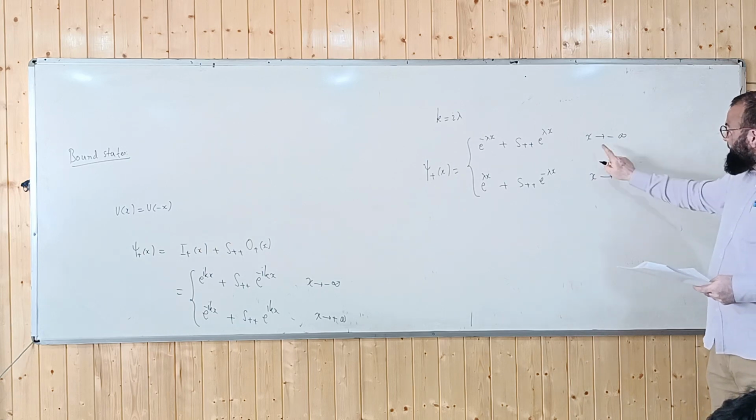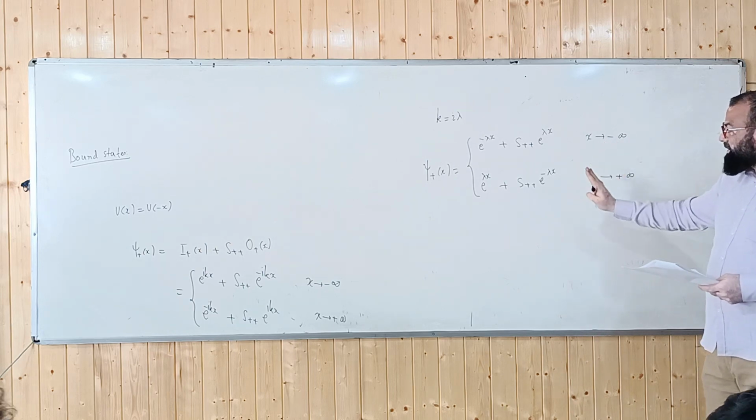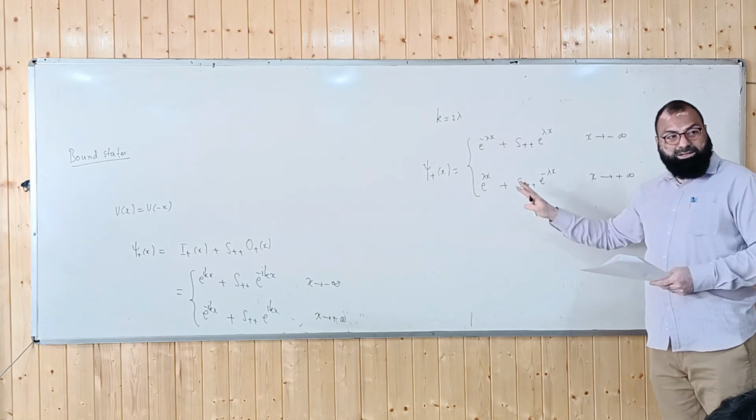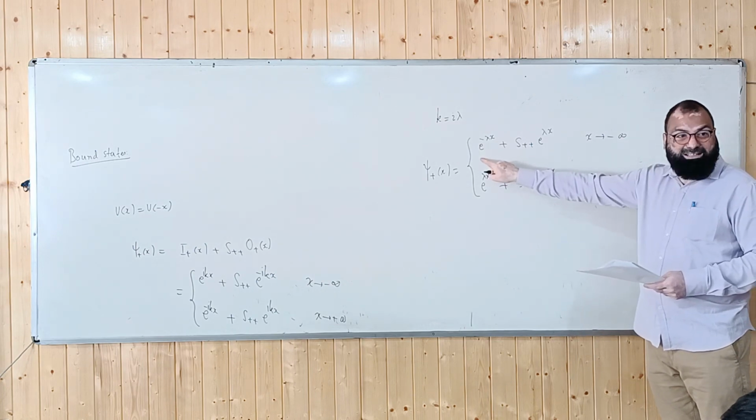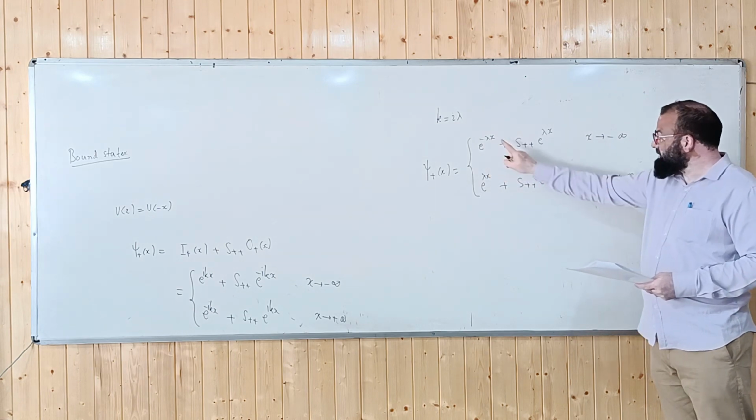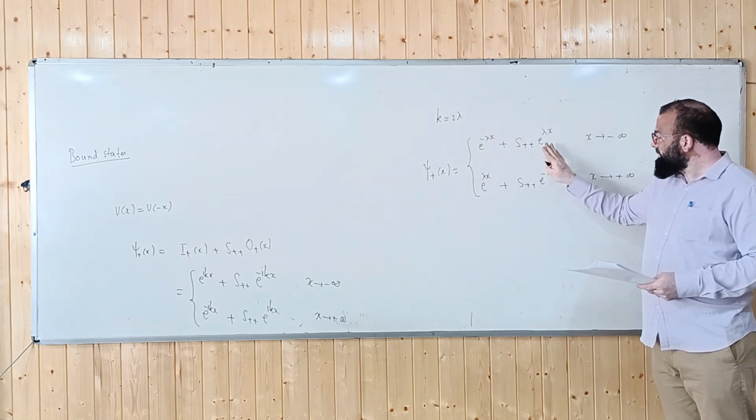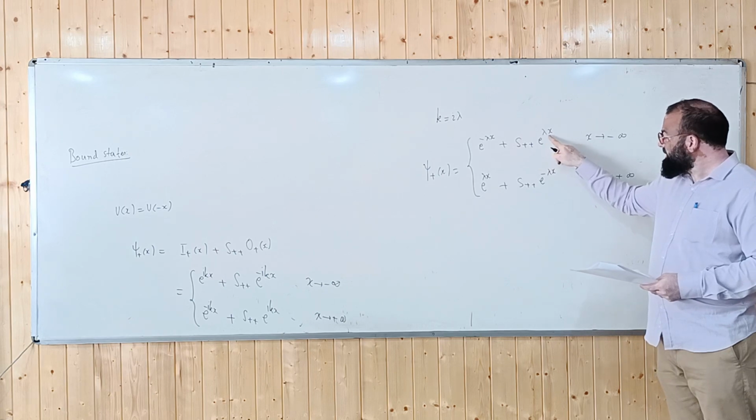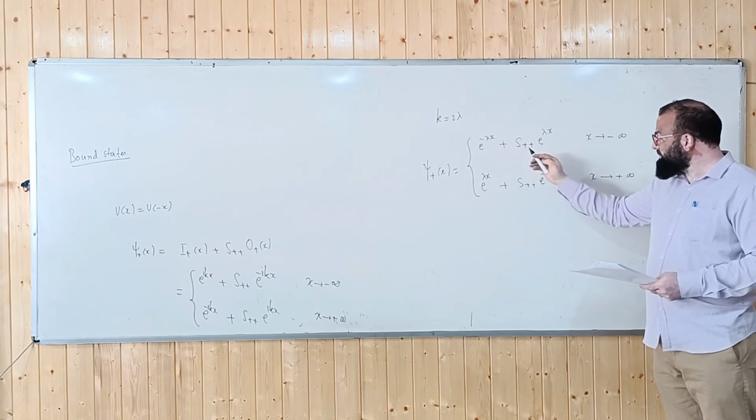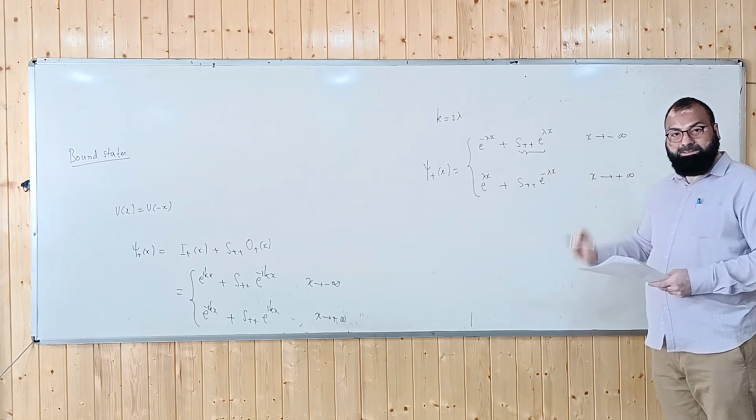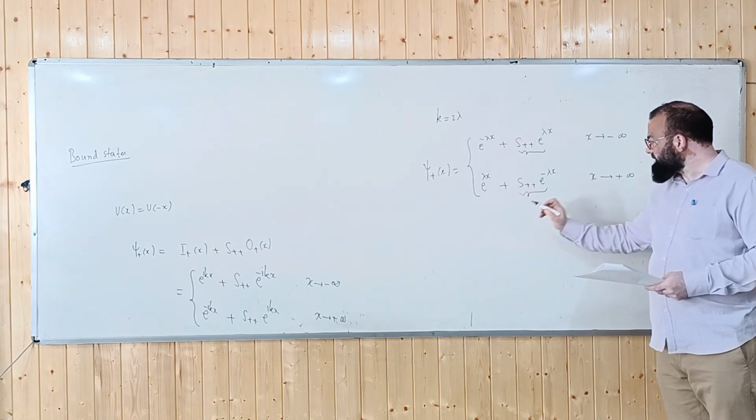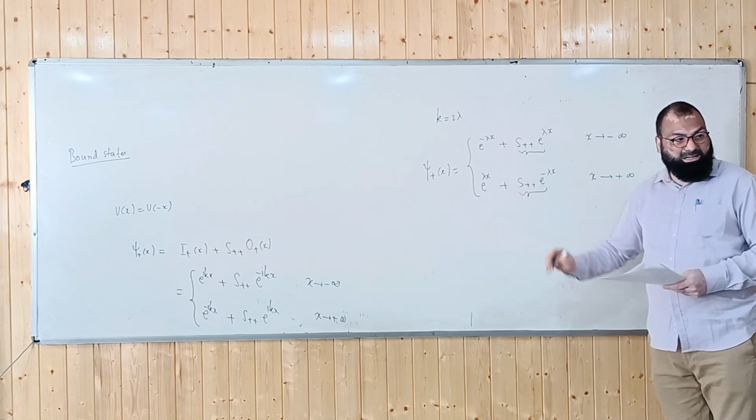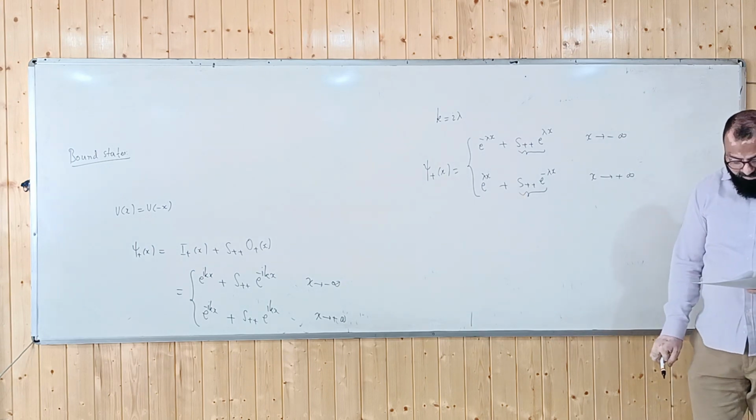Okay. Now look here. When x tends to minus infinity, which term actually diverges? This term diverges. When x tends to minus infinity, this goes to infinity. But if you look at this thing, it goes to 0. Clear? So that means this is a normalizable part. Similarly, if I look here, this is the normalizable part and this is the non-normalizable part. Okay? So what to do?